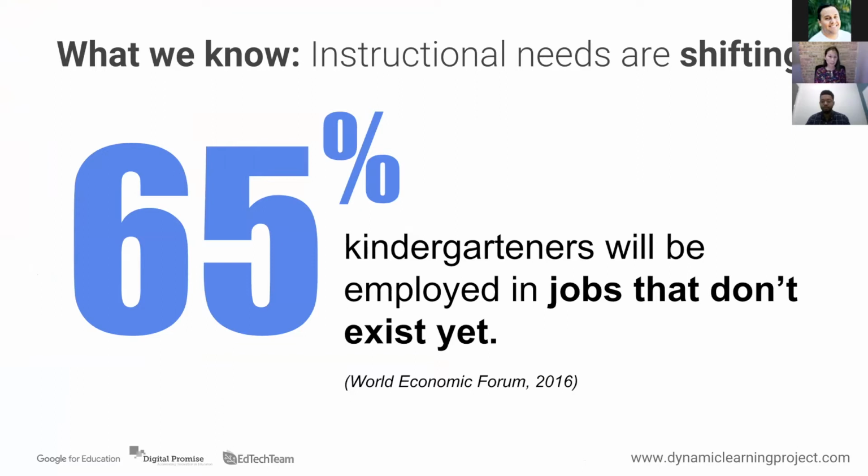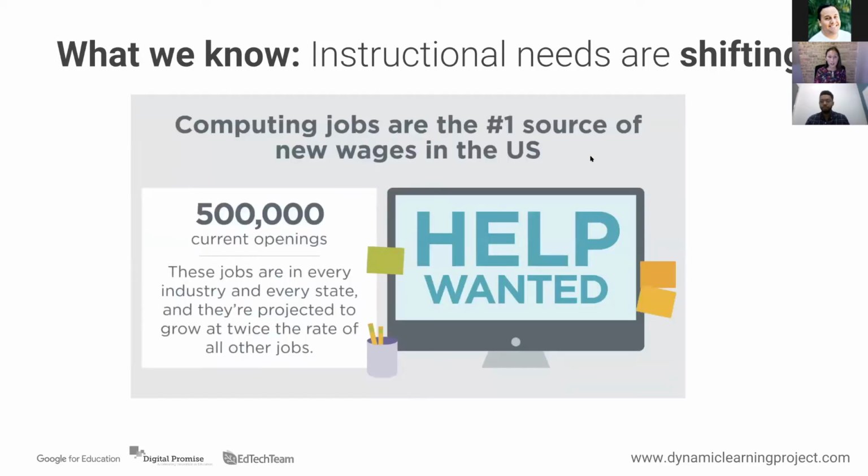For example, there's this stat from the World Economic Forum a few years ago about how the majority of kids entering primary school are going to be going into jobs that don't even exist yet. So we need to think, are the classrooms and the way that we're teaching them really preparing them for this future that we can't even begin to picture? Additionally, computing jobs are the #1 source of new wages in the United States. There's 500,000 openings in every industry across states, and they think that this is going to grow at a rate double the size of other jobs and other careers.